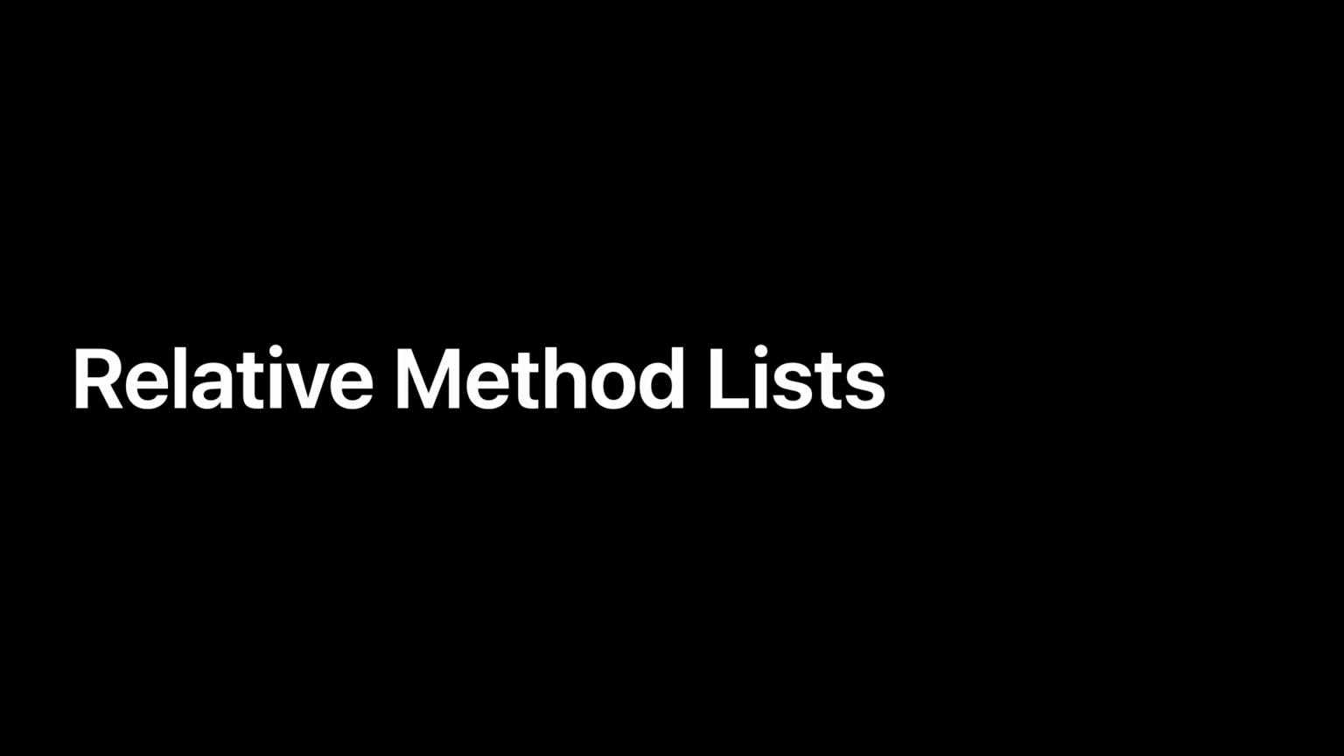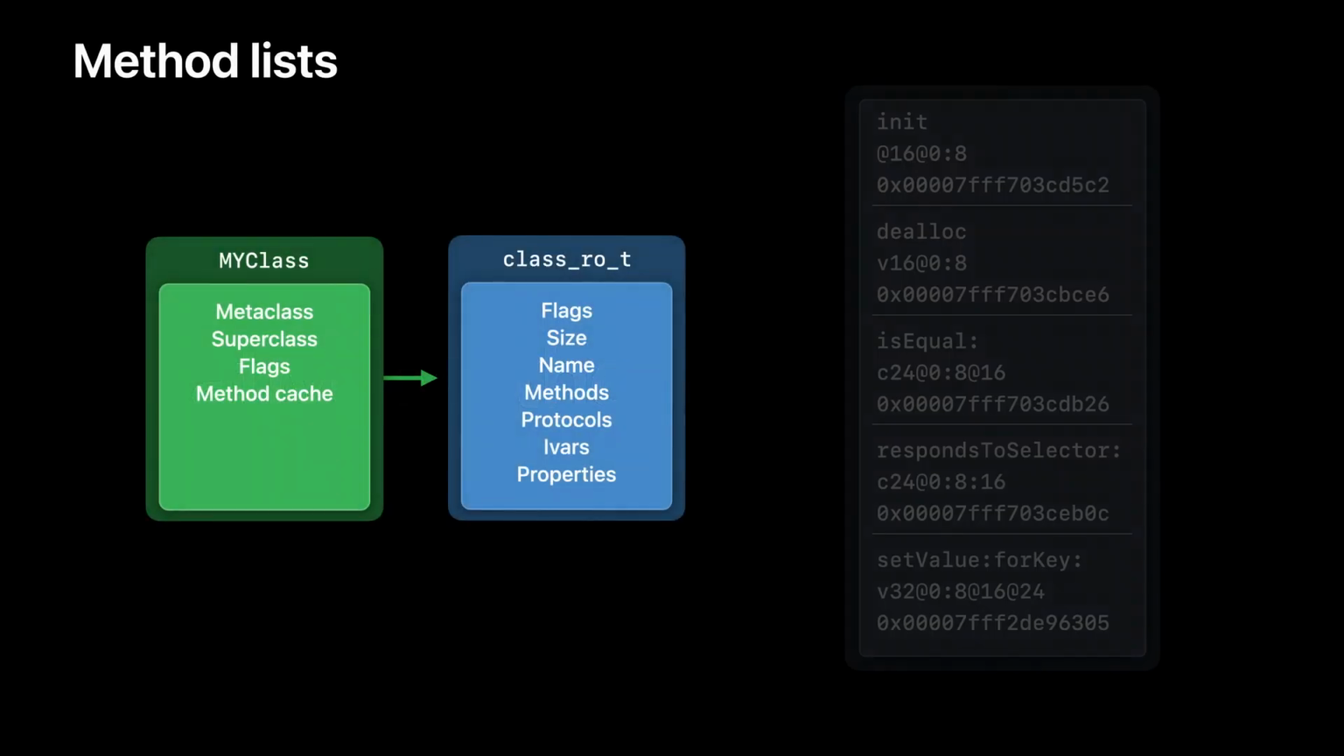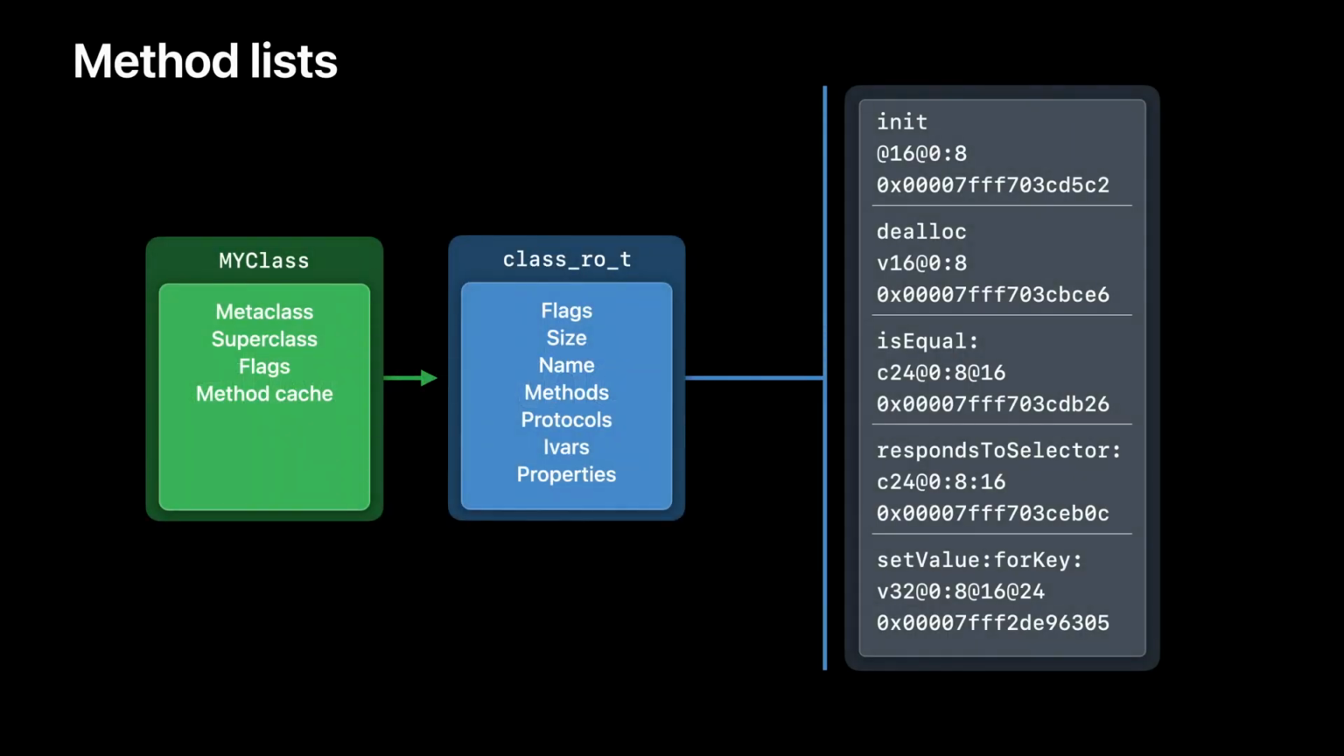Next, let's dive a little deeper into these class data structures and take a look at another change, relative method lists. Every class has a list of methods attached to it. When you write a new method on a class, it gets added to the list. The runtime uses these lists to resolve message sends.